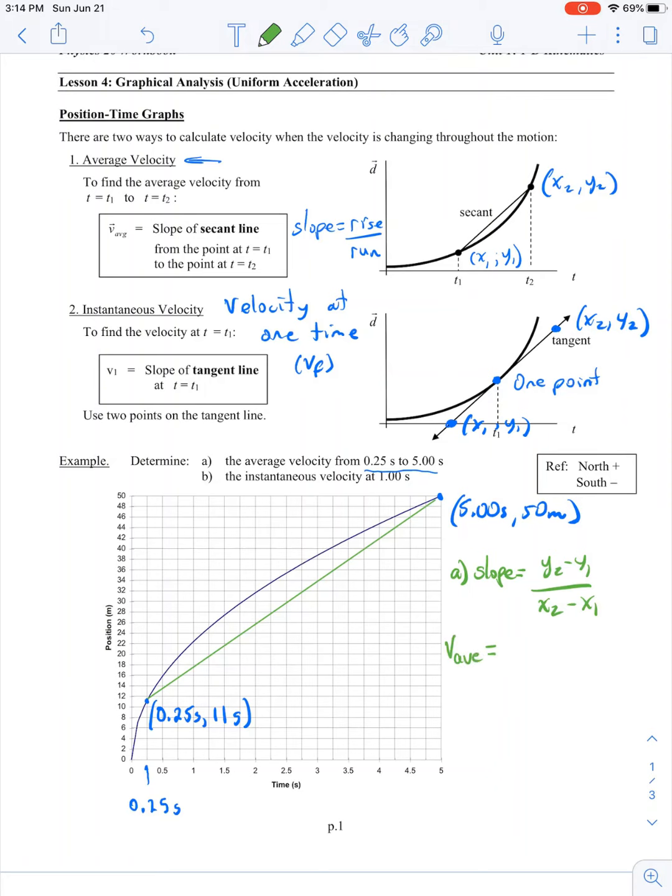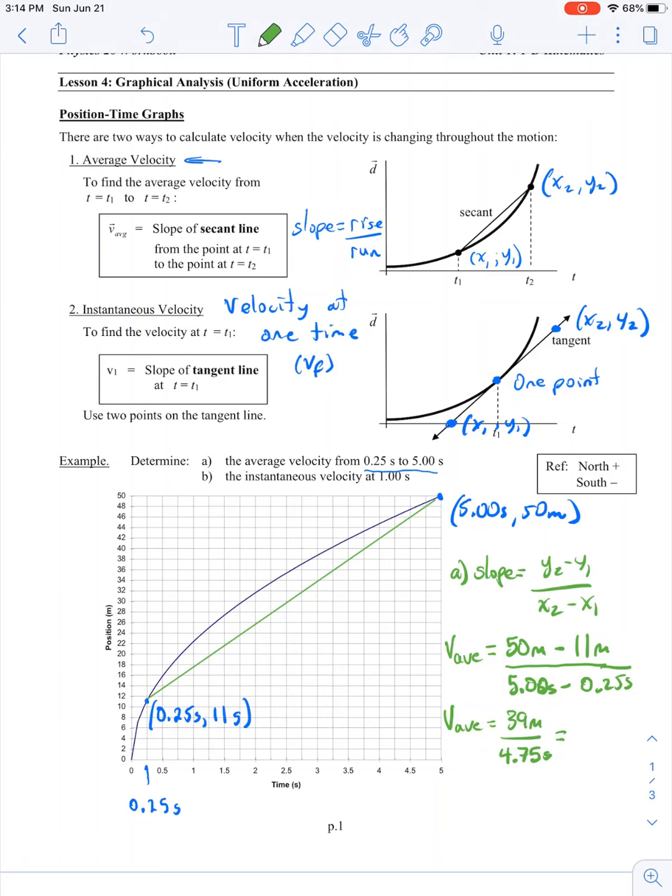And so I would then take y1, which I will say is 50 meters, and I'll subtract from that 11 meters. Made an error in the units there. And then I'm going to divide that by the 5 seconds minus the 0.25 seconds. So when I subtract this, 50 meters minus 11 gives us 39. So we have 39 meters over 4.75 seconds. And then I would just divide this to calculate the average velocity.